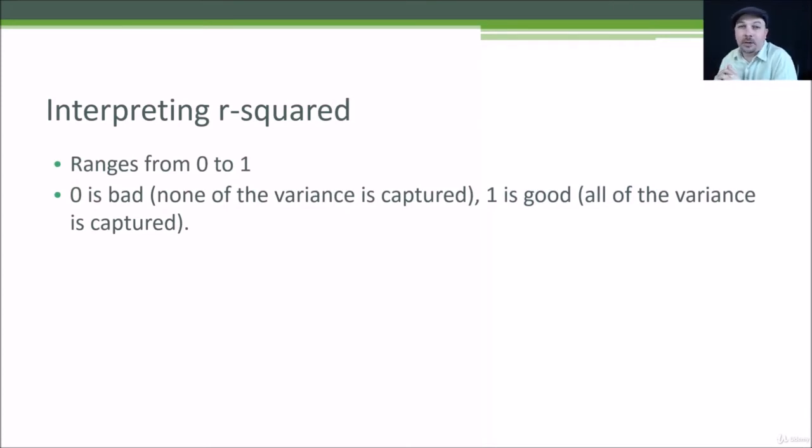0 means your fit is terrible. It doesn't capture any of the variance in your data. And 1 is a perfect fit. So all of the variance in your data gets captured by this line. So all the variance you see on either side of your line should be the same in that case. So 0 is bad, 1 is good. That's all you really need to know. Something in between is something in between. So a low R squared value means it's a poor fit. High R squared value means it's a good fit.